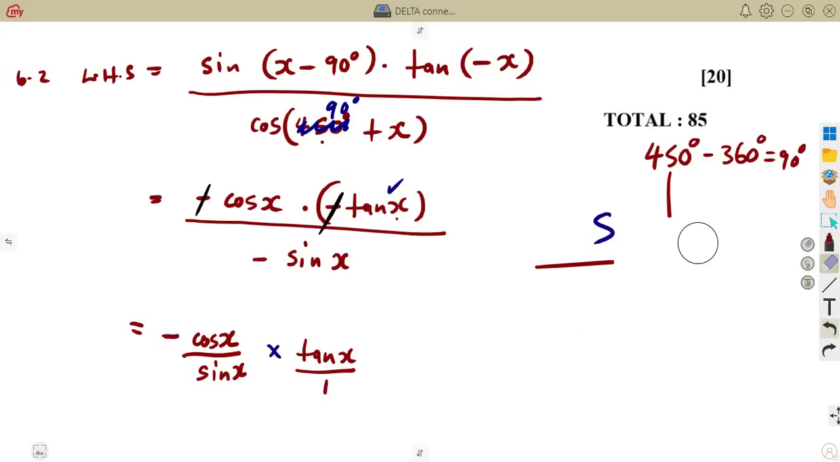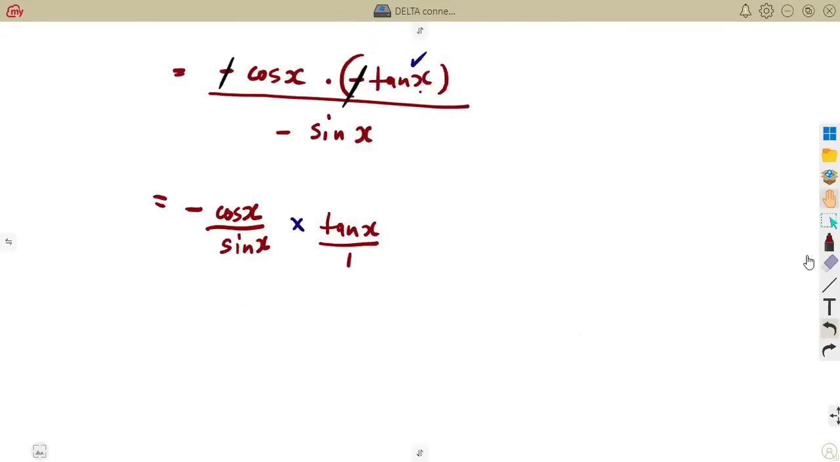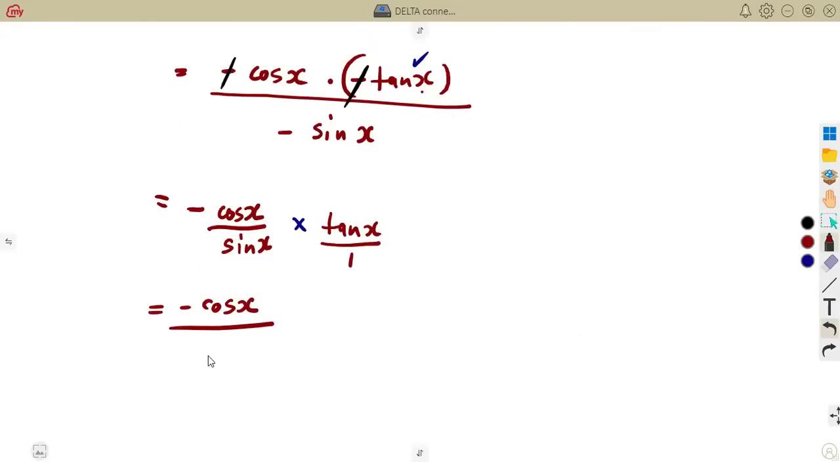Remember, guys, tan from our ratios is what? Sine over cos. So instead, we can write this as minus cos of x over the sine of x times the tan, which is sine of x over cos of x. So we can even ignore this over 1 and write it like this. If you want, you can put that over 1. It's still one and the same thing.